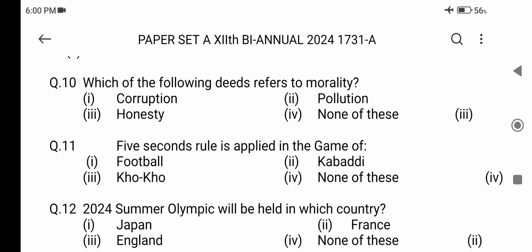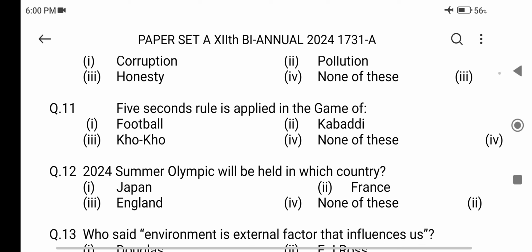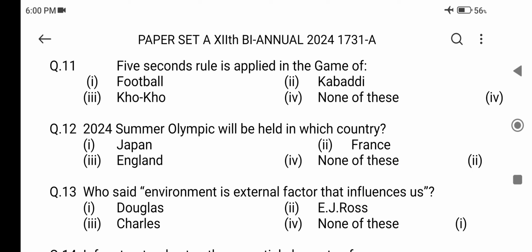Question number 11. 5 seconds rule is applied in the game of: option first football, second kabaddi, third kho-kho, fourth none of these. Answer is option fourth, none of these.